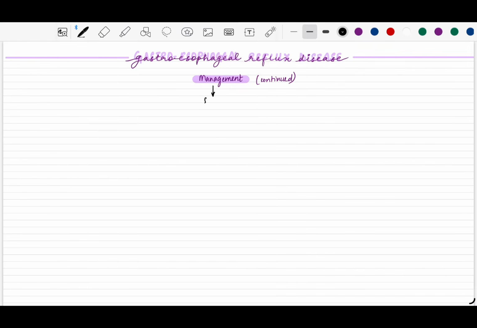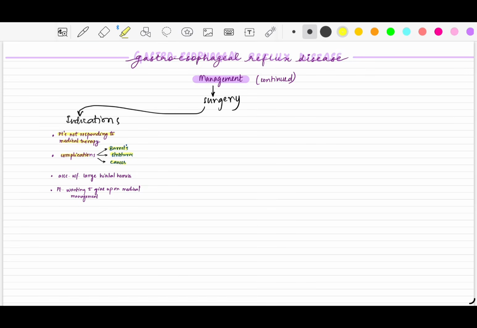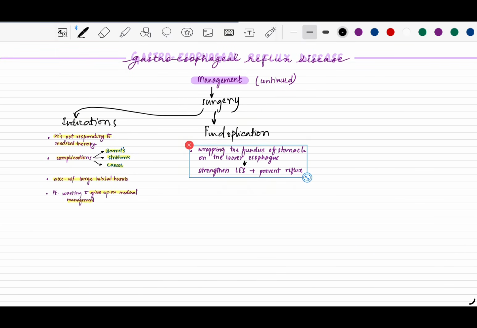Alright, continuing the management, the most definitive treatment for GERD is surgery. And before understanding the type of surgery that we do, let's first understand the indications for this surgery. These include patient not responding to medical therapy, patient developing complications like Barrett's, strictures, and cancer, GERD associated with large hiatal hernia, and a patient wanting to give up on medical management. So the surgery is known as fundoplication, and it refers to wrapping of the fundus of the stomach around the intra-abdominal portion of the esophagus, thus strengthening the lower esophageal sphincter and preventing reflux.